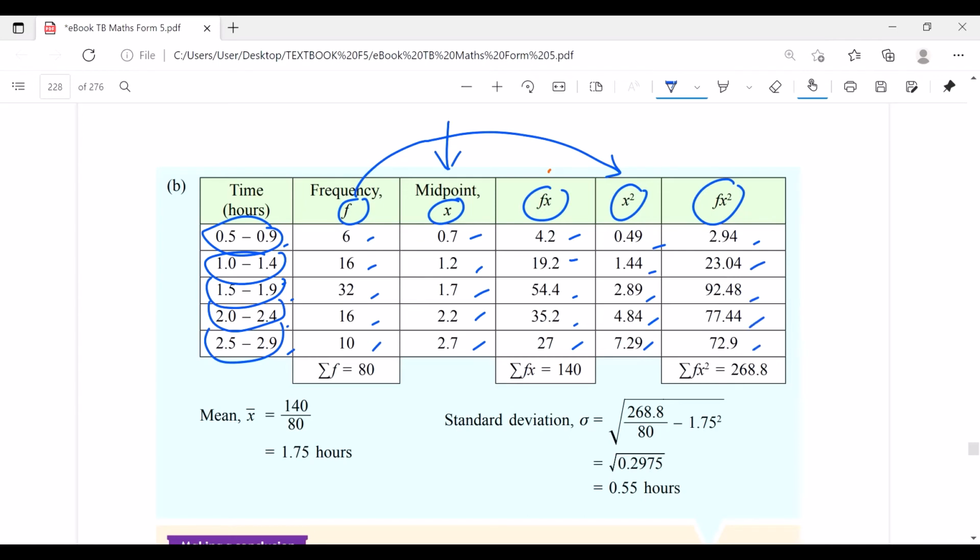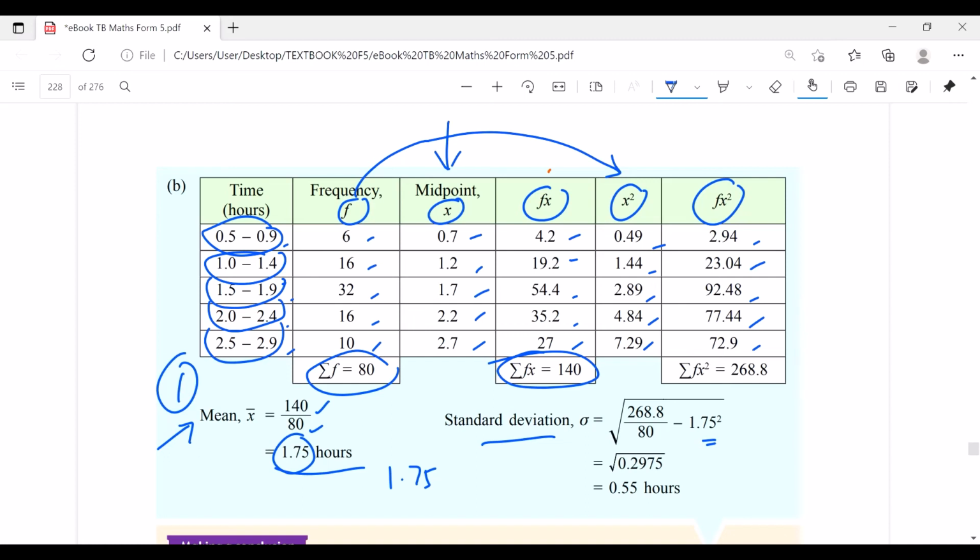So what you do, the first one, you must find mean. This is the first thing you do. You must find your mean, because in standard deviation you have to use mean. So remember, total fx 140 divided by total frequency 80. So you get this one exactly, 1.75. No rounding off. So you can use this directly. Yeah, it's not rounded off.